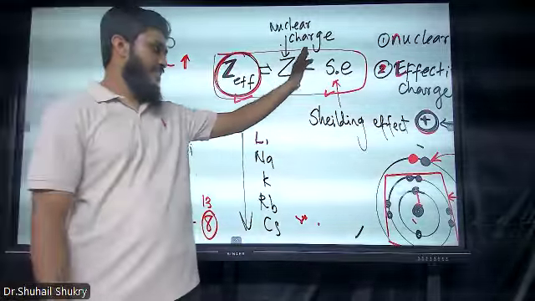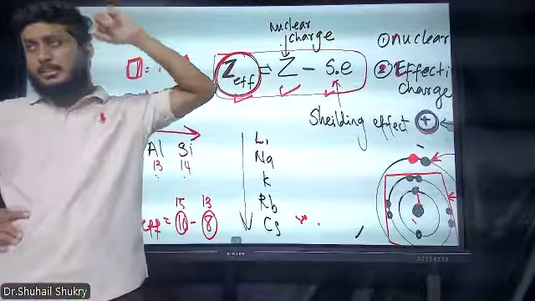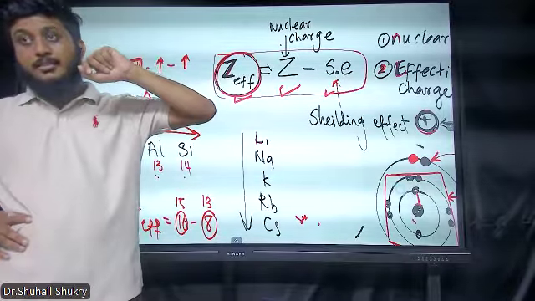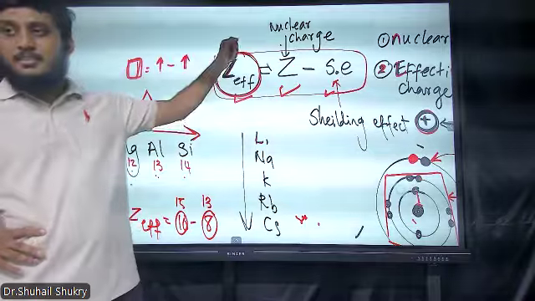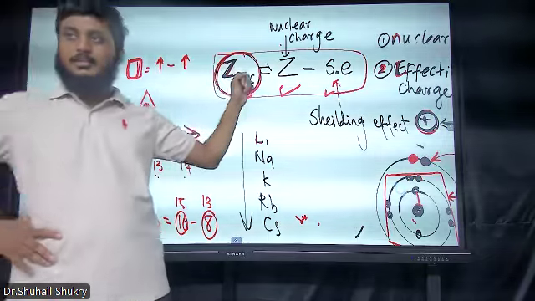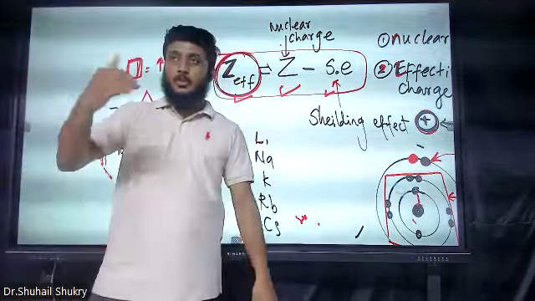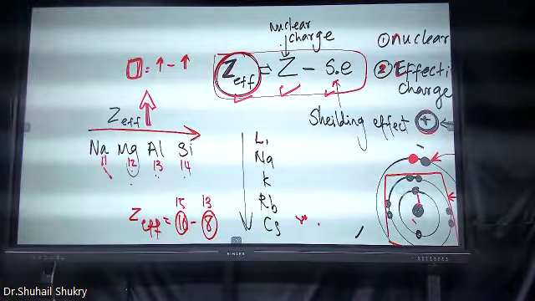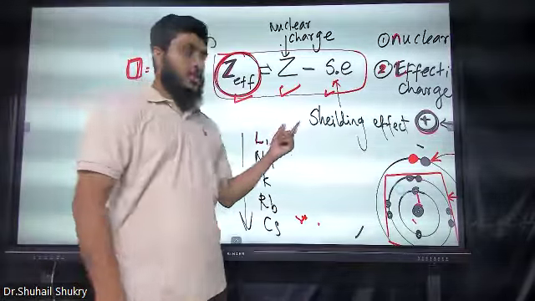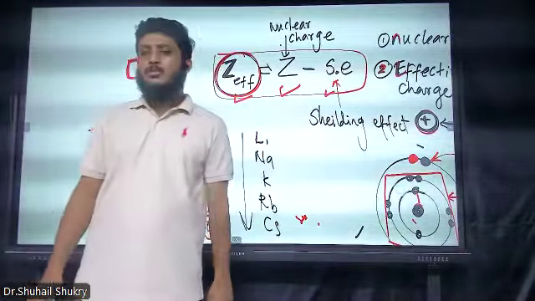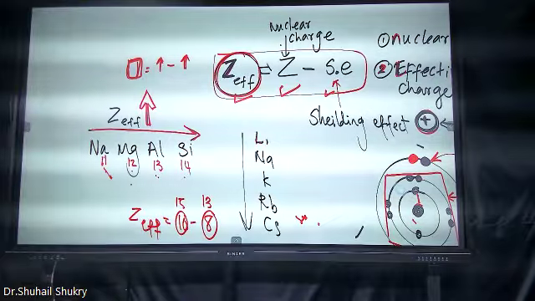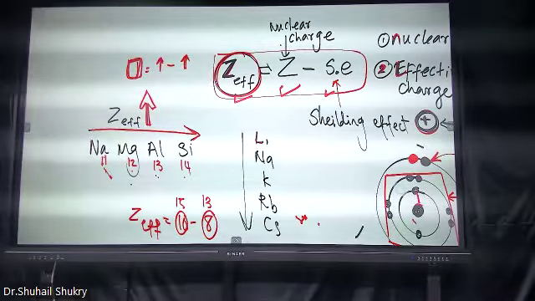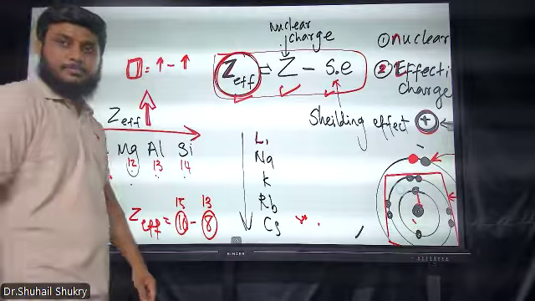Both are increasing, but shielding effect is slightly more, so the effective nuclear charge slightly reduces or decreases, because shielding effect is more when you're going down with more shells. When you're going down the group, nuclear charge increases, shielding effect increases. Therefore, it can remain constant or slightly reduce.